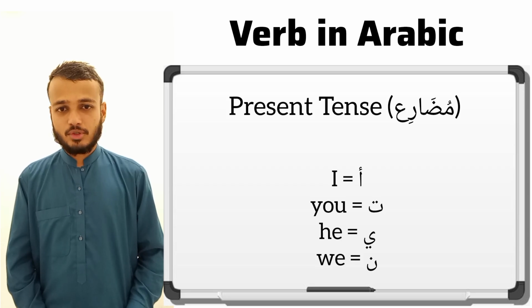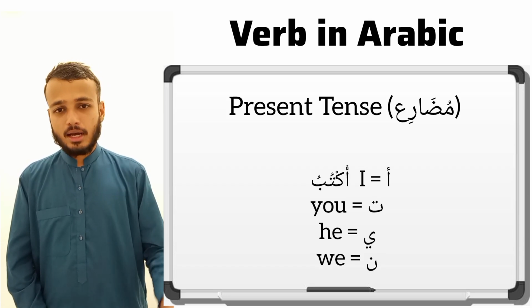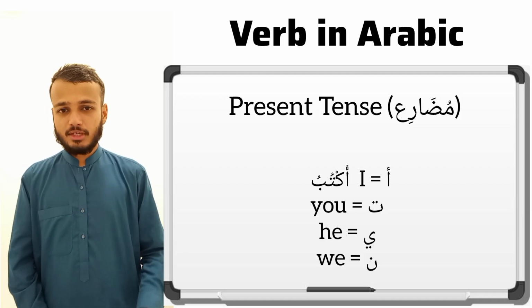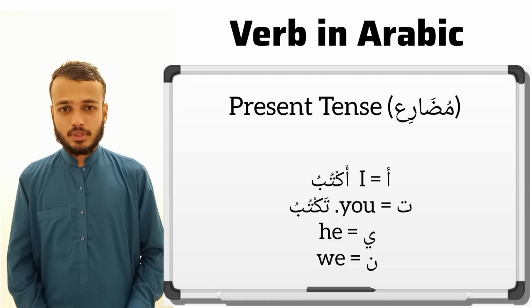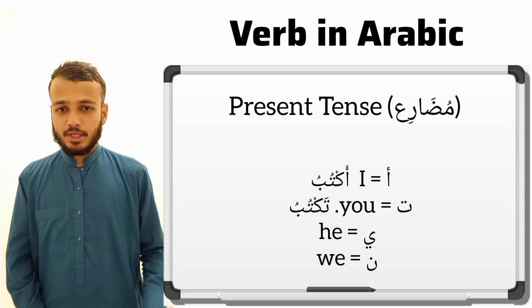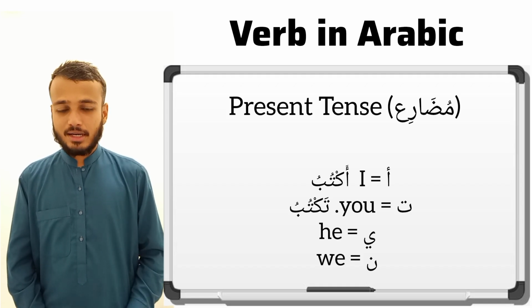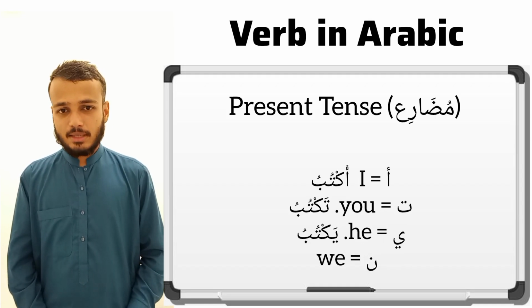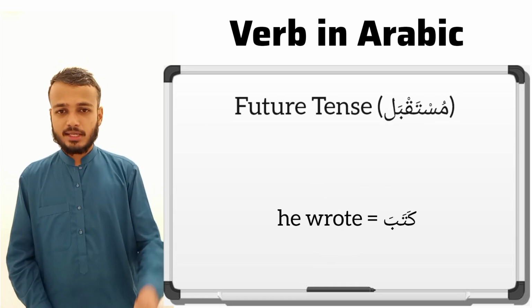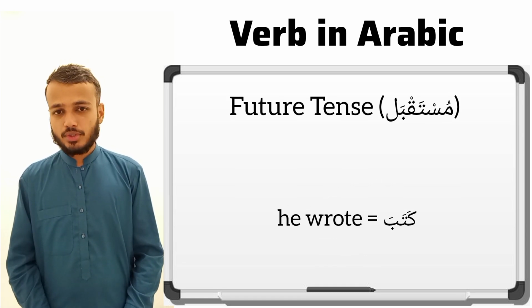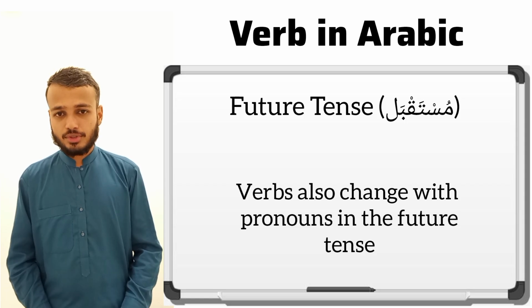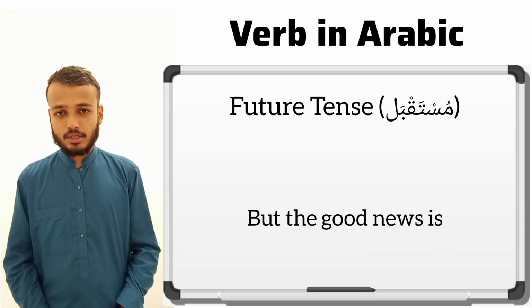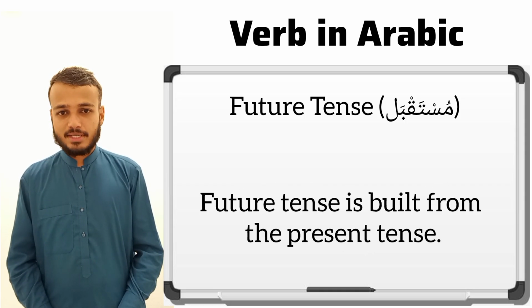For example, if we use I, we add alif at the beginning of the verb, aktubu. If we use you, we add ta at the beginning of the verb, taktubu. If we use he, we add ya at the beginning of the verb, yaktubu. Now let's try this verb in future tense. In Arabic, verb also change with the change of pronoun in future tense. But the good news is that future tense is built from the present tense verb.